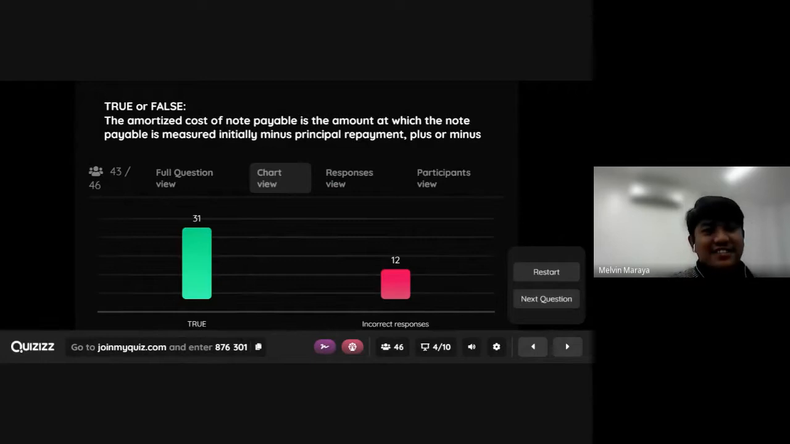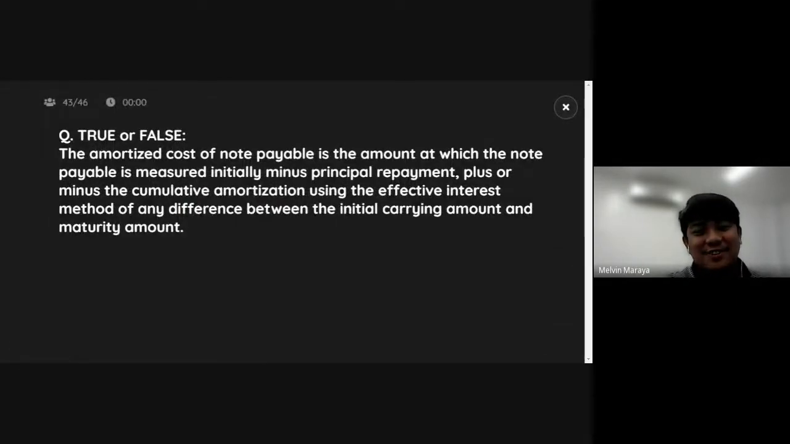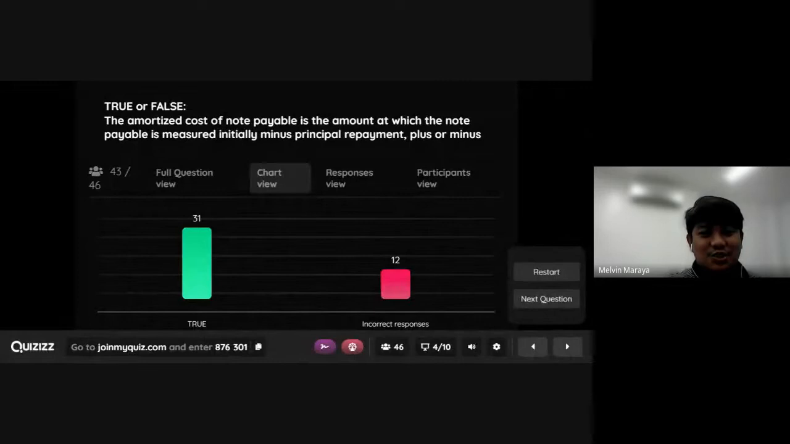The correct answer is true. Okay? Very clear naman po sa tanong. Katulad din lang kasi ito ng bonds that the note payable is measured initially minus any repayments or payments on the principal value. And we need to add or deduct whatever amortization that we have, and the amortization must use the acceptable method, which is the effective interest method. Okay, so yun, that's true. Next question.